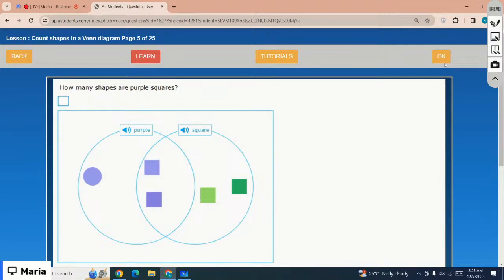Only two of them are purple and square also. So the correct option is 2.